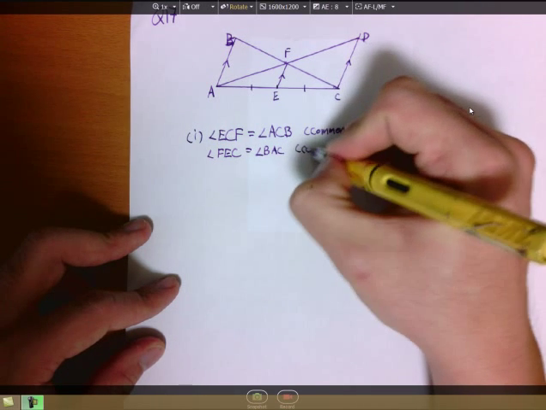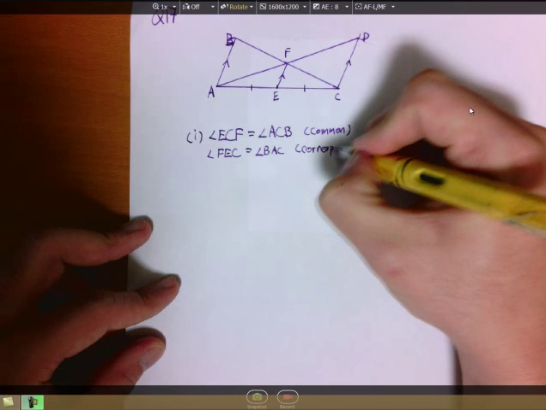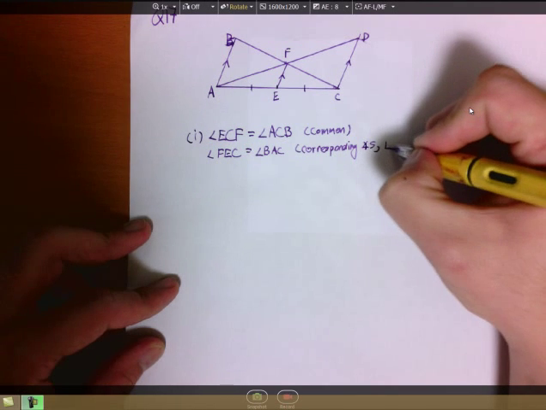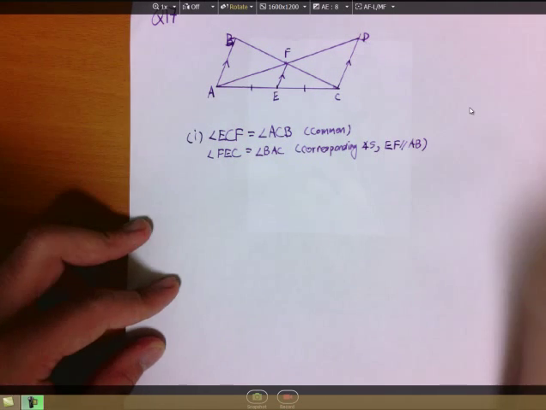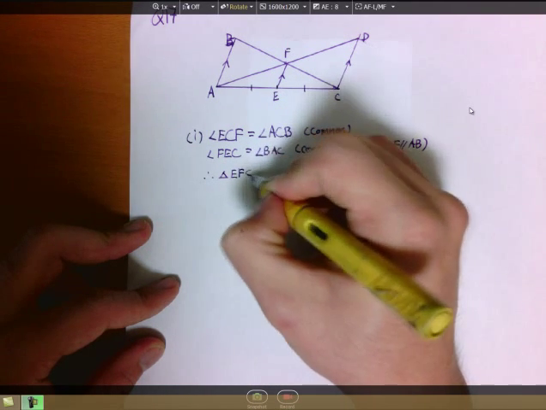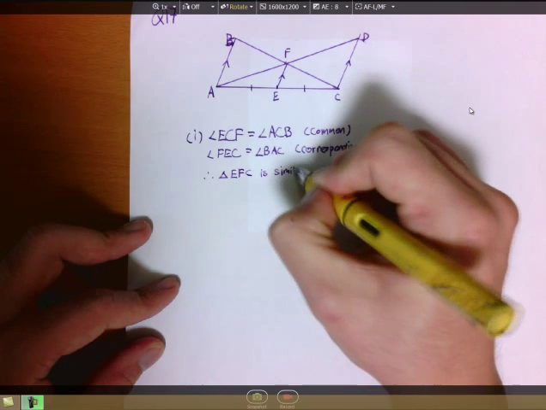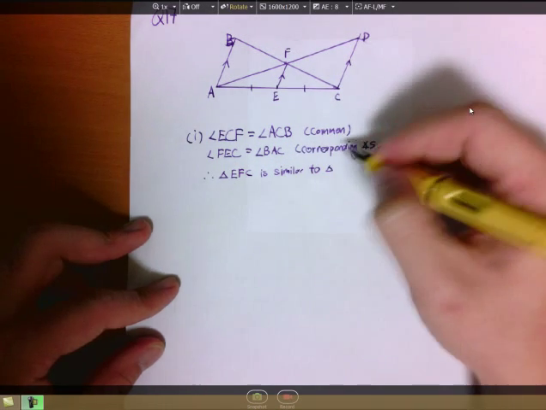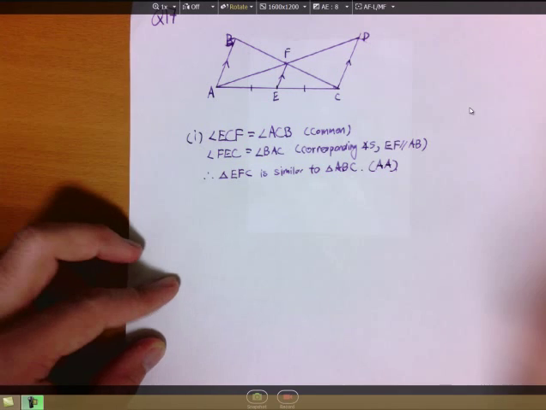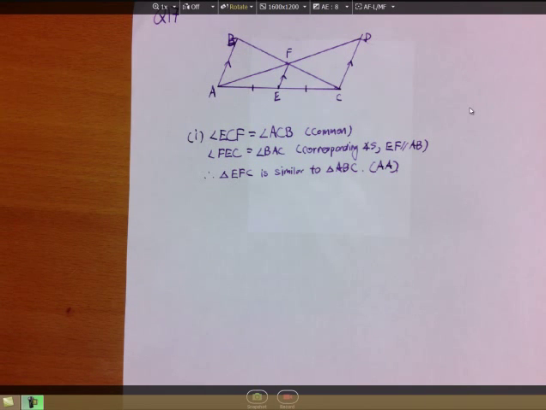This one is corresponding angles because EF is parallel to AB. Therefore, triangle EFC is similar to triangle ABC, and this is because of angle similarity. EFC is similar to ABC because of angle similarity. Okay, now first part, BF is to BC.